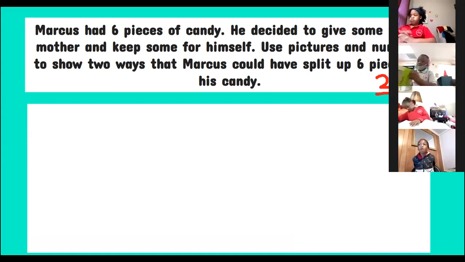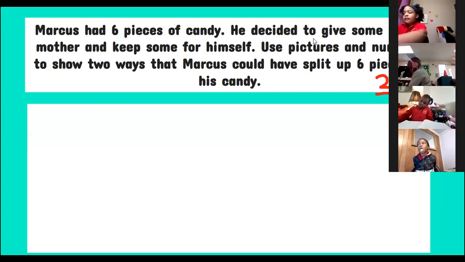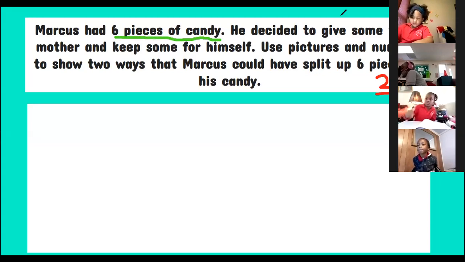All right. So we know when we do math, we do read, draw, write. So we need to read it. Calvin just read it for us. Draw and write. But when we read it this time, we need to underline the important part. So Marcus had 6 pieces of candy. I think that's important to underline. Marcus had 6 pieces of candy. We can go ahead and underline that part. He has 6 pieces of candy. You should be doing exactly what Miss Adams is doing.